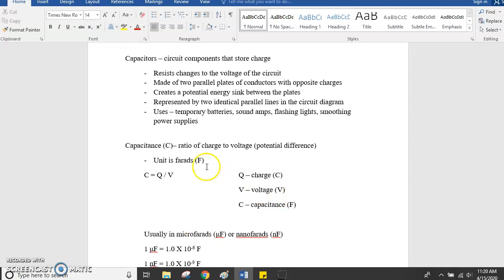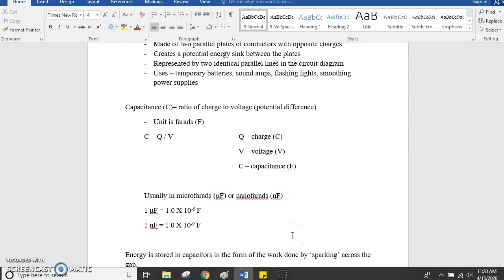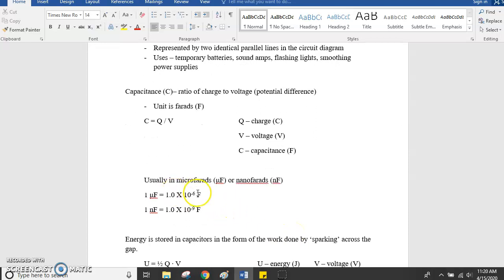However, a single farad is usually too large. That would be 1 coulomb per volt. Instead, it's usually microfarads, which is mu F down here, or nanofarads, nF, instead. Mu F is equivalent to 1.0 times 10 to the negative 6, and nF is 1.0 times 10 to the negative 9th, to put that into perspective. And so our capacitance values tend to be really, really small.